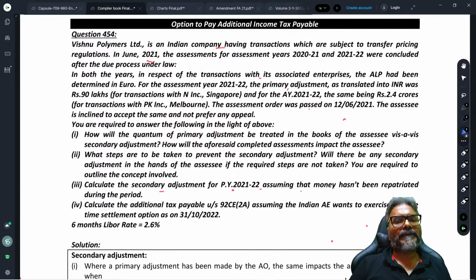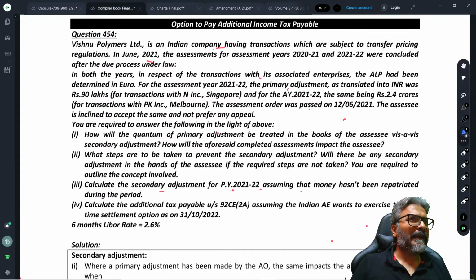Now let's start with this, students, because that way the coverage will be there. We will not be in a position to complete the compiler, but the assessment procedure topic will get over: assessment procedure, appeals, revision, rectification, recovery. So that topic will get over.